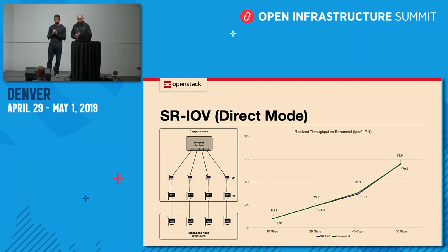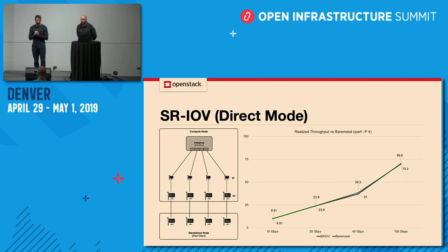So the results. Pretty close to what we had with our control bare metal test. I don't really need to go over the numbers because we basically get line rate. We got, I think, 70.3 at the most of the 100 gig NIC on our bare metal test, and we were right there at 69.8 with SR-IOV.